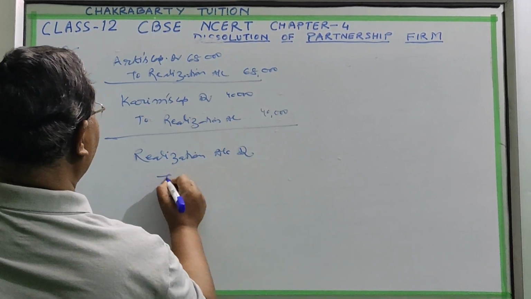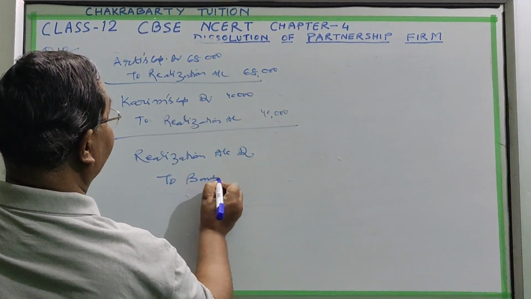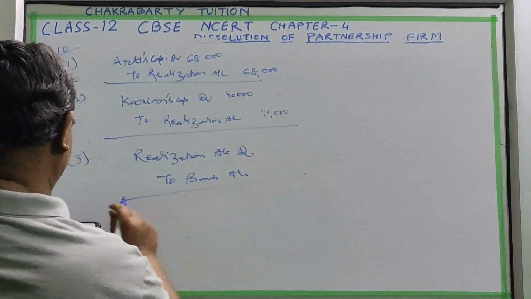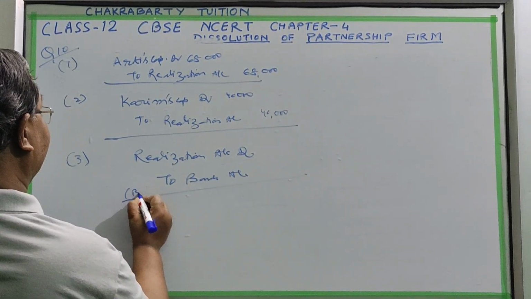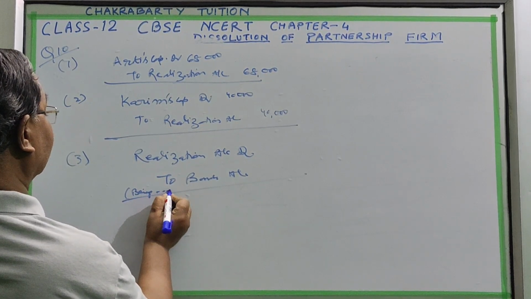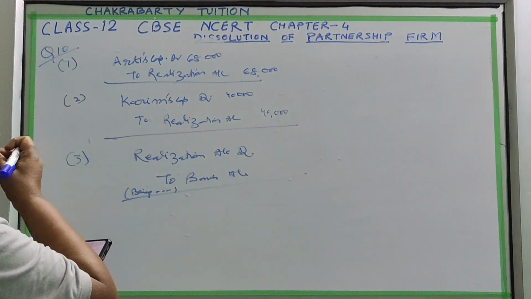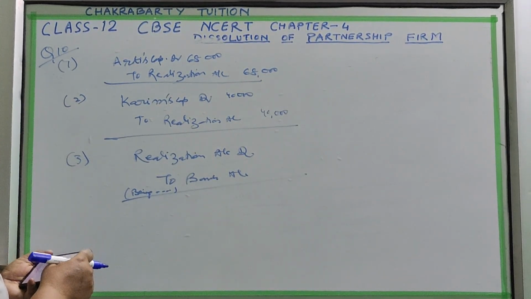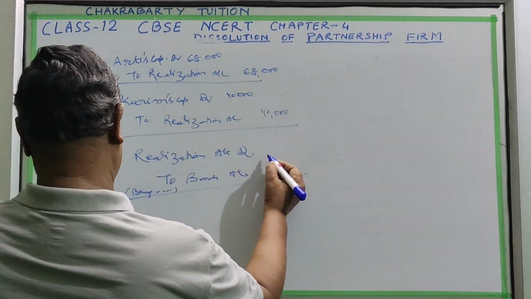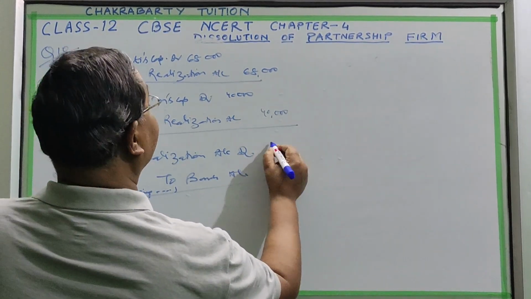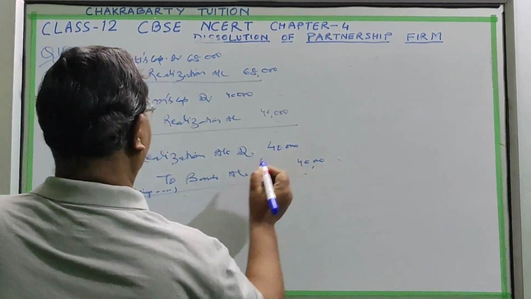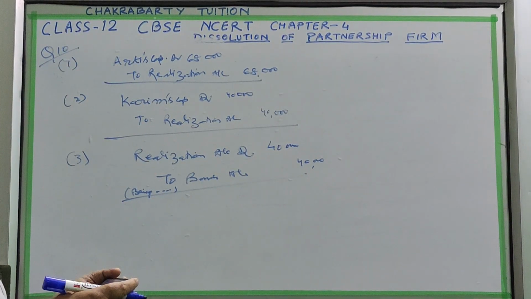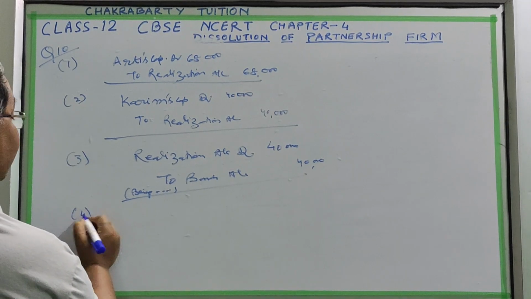Realization account debit to bank account. And in the narration we will write being workman compensation paid. Whatever is given in the question, you write as being, and then in short you have to write the point of the question. Very small. Compensation paid, again it is 40,000 as compensation. So 40,000 we have paid. Then sundry creditors, fourth entry, sundry creditors paid.